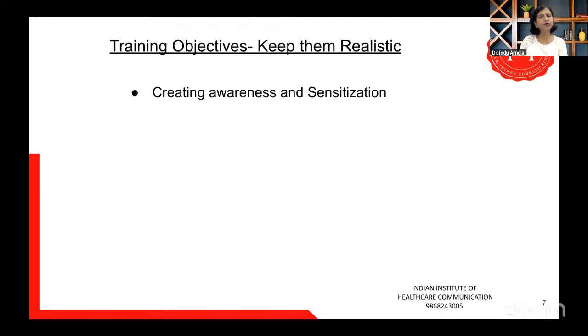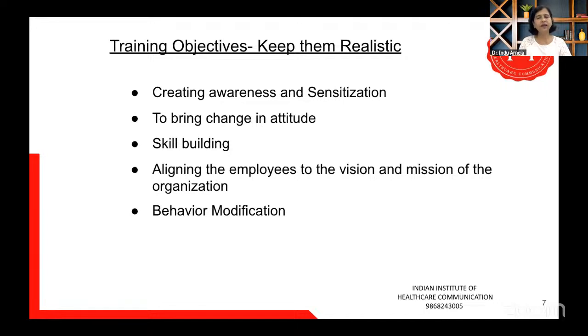Usually short programs, you will not be able to really bring about a major change. So keeping your objective as awareness and sensitizing could also be good enough. Then to bring about change in the attitude could be another training objective. Skill building, like you have mentioned in your answers. Then aligning the employees to the vision and mission of the organization, or behavior modification or induction program, all that can be part of the training objective.